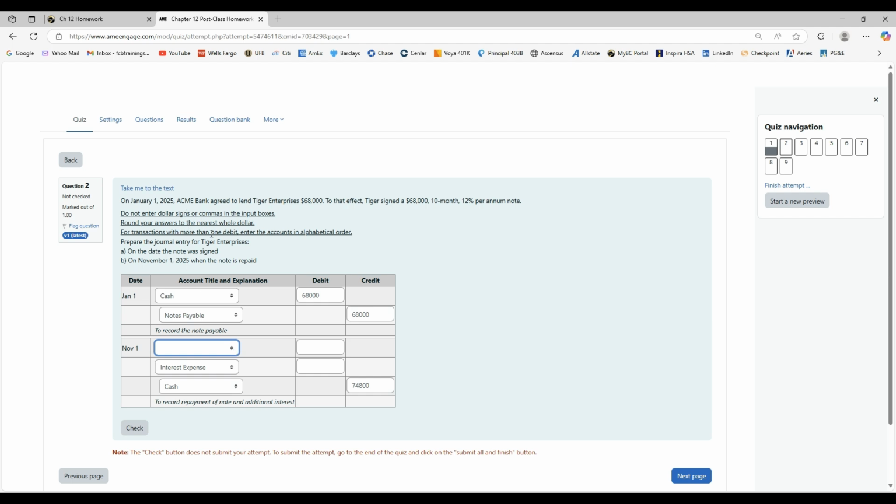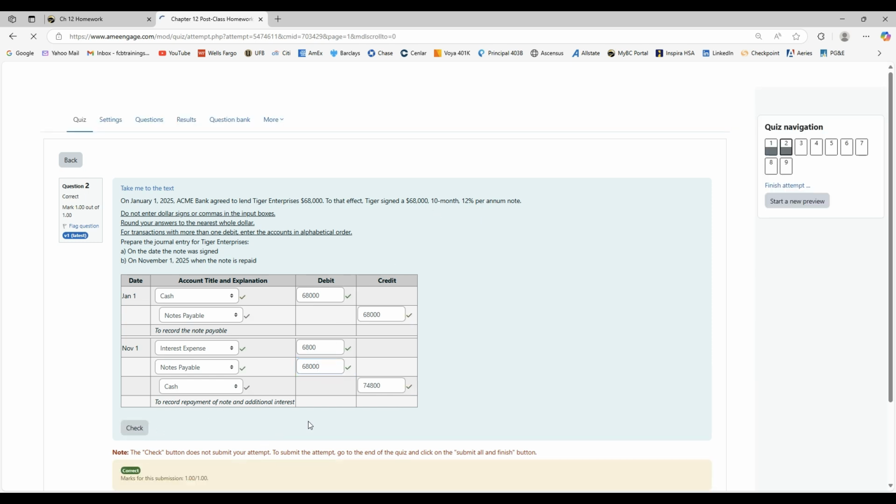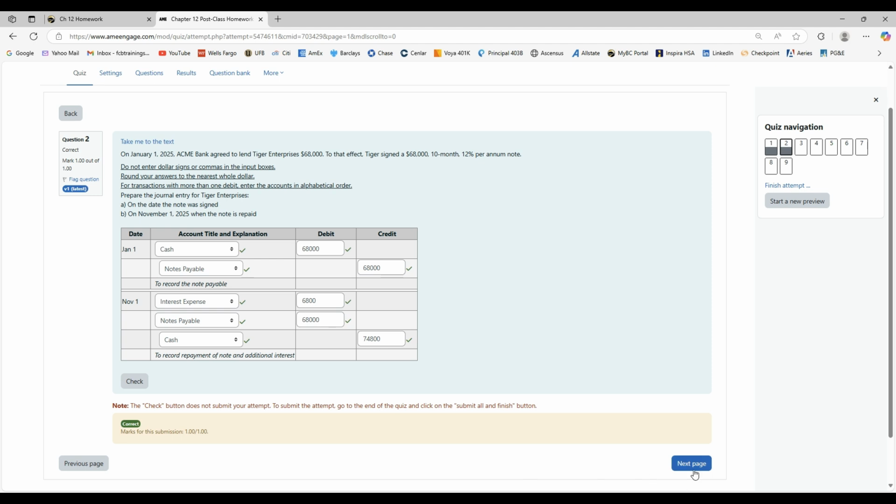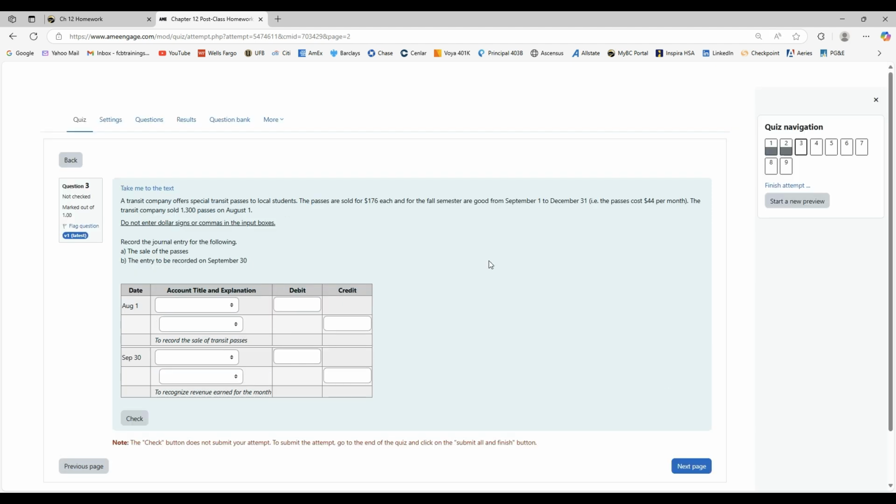So it becomes 74,800, and we're going to recognize interest expense, and alphabetical order. Okay, so I think we need interest expense first, and then notes payable will be reduced to 0 because we repaid, and then 6,800 again is 68,000 times 12% to get annual. Divide that by 12 is 680, and then times 10 gets us 6,800. All right. Move on to the next problem.